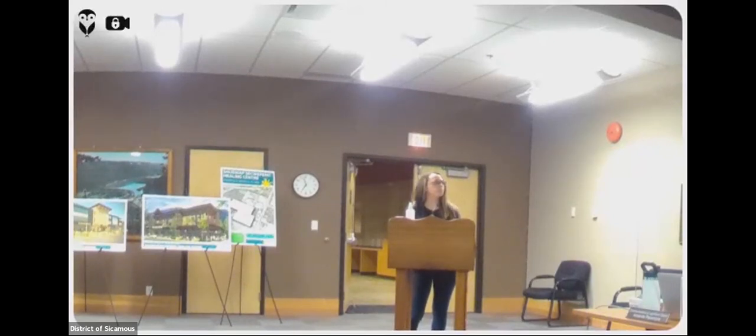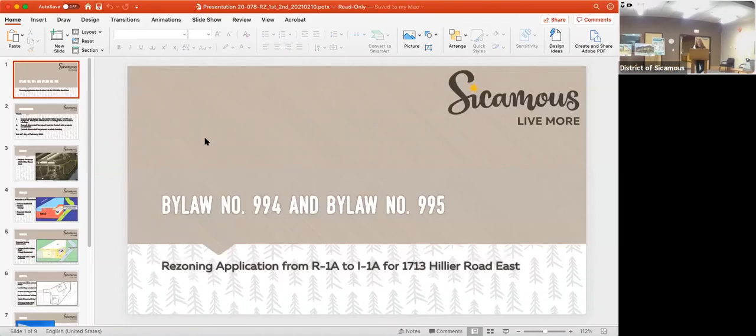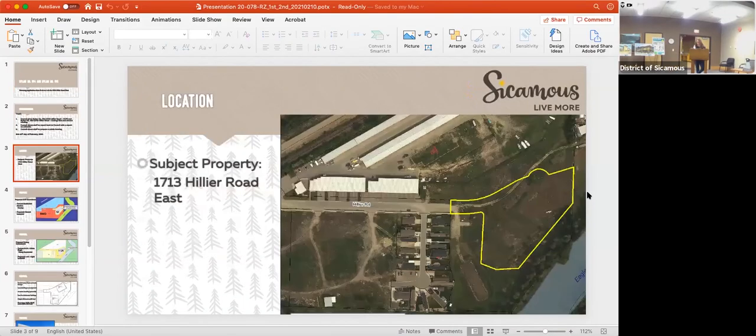Sarah, give us a report. Sure. The landowner, Fred Darrow, is attending this evening by Zoom. The subject property is located at 1713 Hillier Road East, above the Eagle River off Sicamous Road, and that's the boys with toys storage facility. And the district stormwater detention pond property, with residential properties shown below and above that.